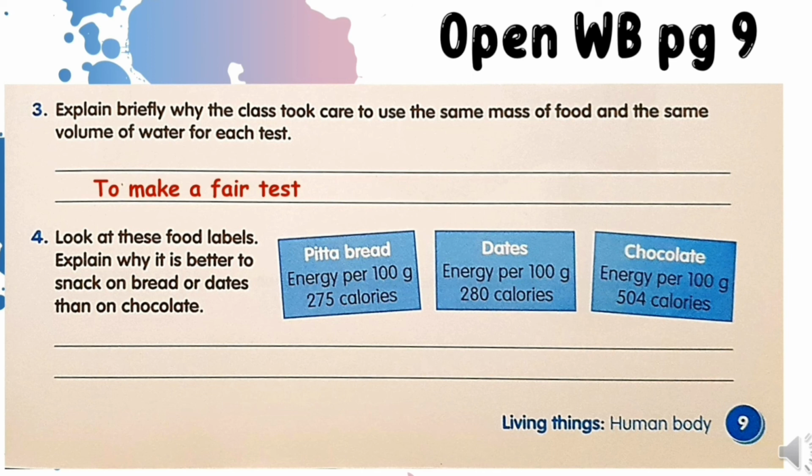Why? Yes, because pita bread has only 275 calories, dates have only 280 calories. What about chocolate? It has 504, almost like the double, you can say, right? Because chocolate has more calories. So it's better to choose pita bread and dates rather than chocolate.